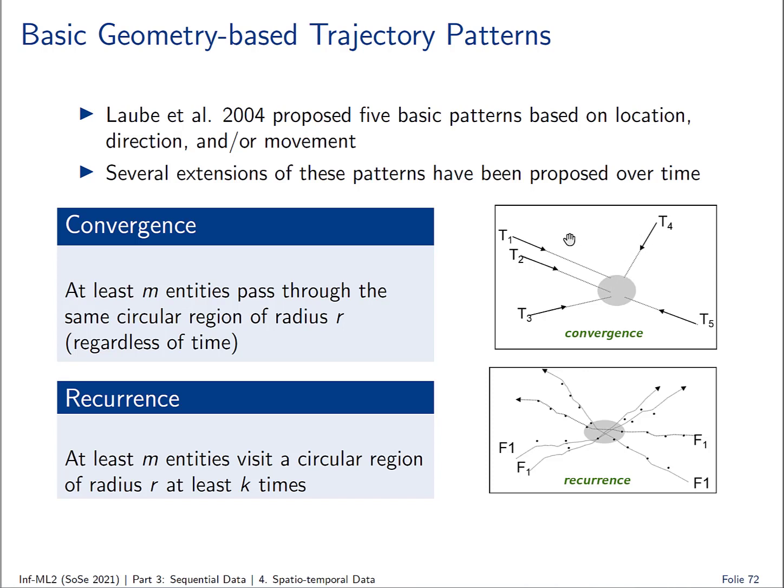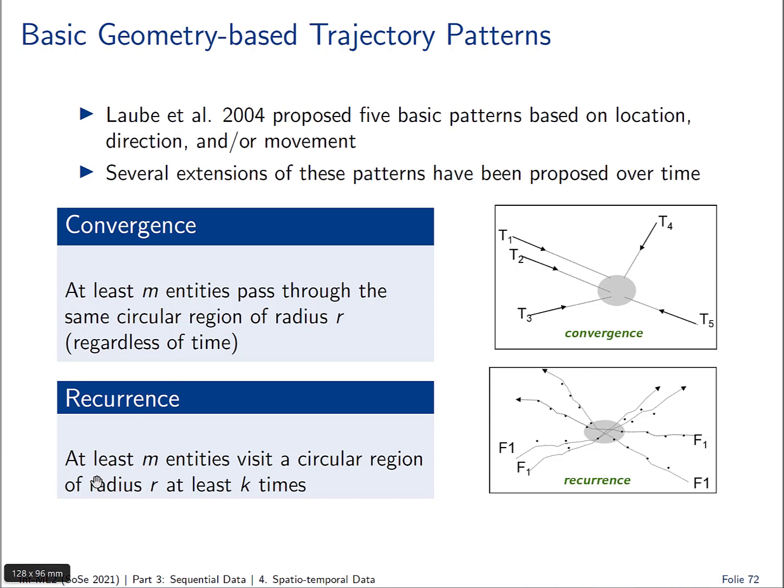And if there are more than m, m is another threshold, so it's kind of a density-based threshold. Yeah? r is the radius of this region, and m is the minimum number of entities, objects that have to pass through with their respective trajectory. Yeah? So that is convergence.